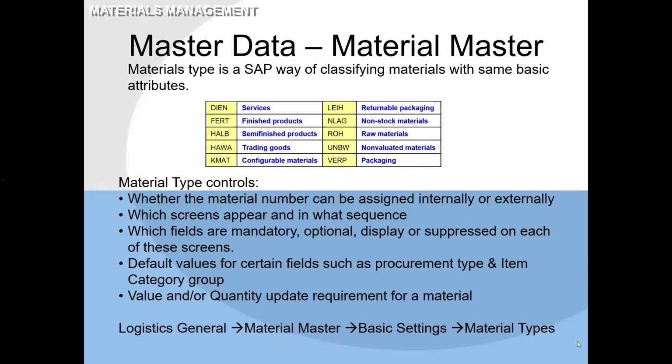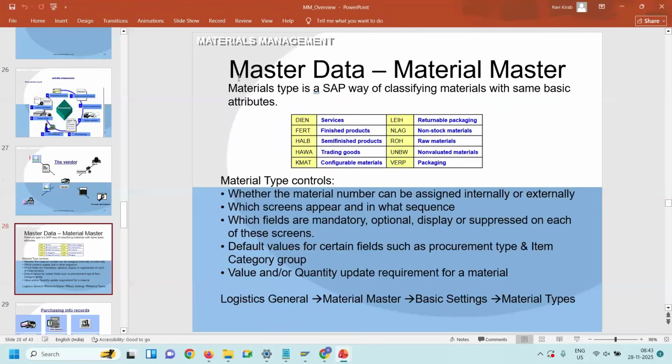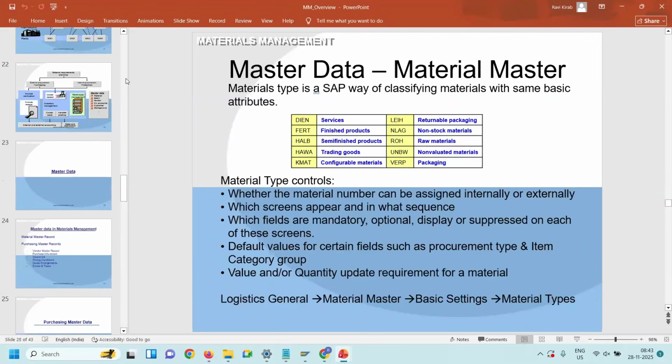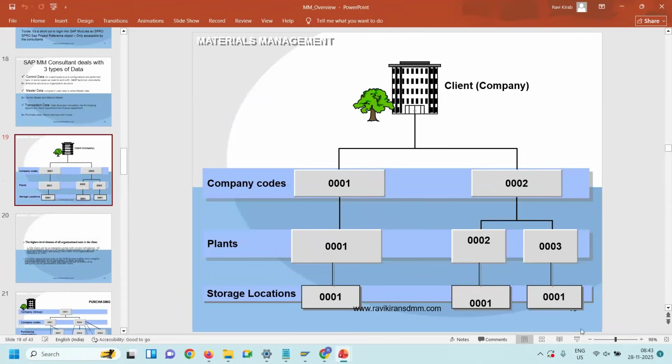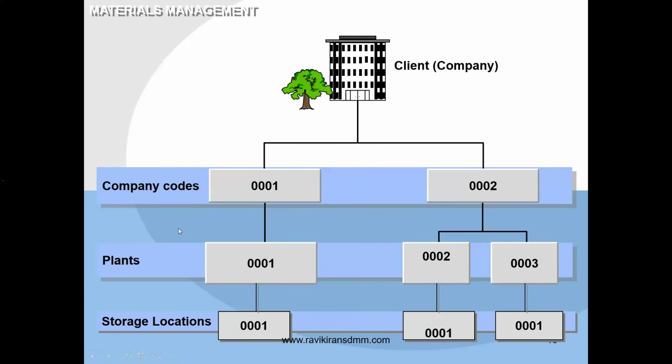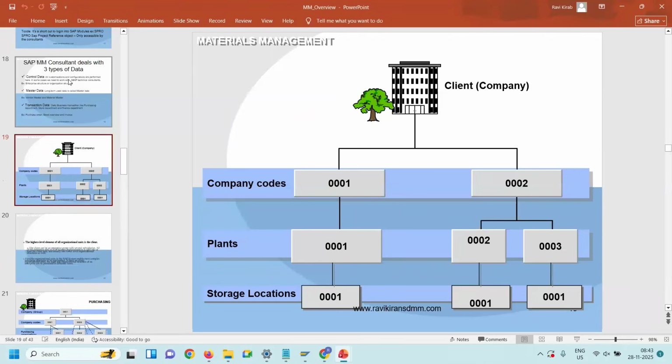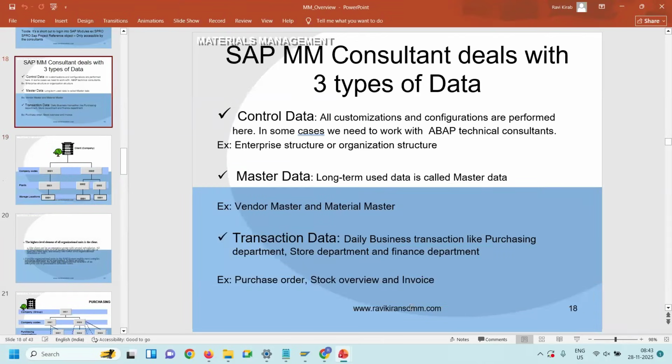What is this material type? Like FERT means finished good, ROH means raw material. Only 10 materials you have to learn. There may be 100, but I'm going to teach only the important ones in the classes. When you are going to become an MM consultant, you will be learning with me like this: company codes, plants, storage locations. I'll be teaching you what is this company code, what is the sequence, where is the head office. So you have to map that company into SAP.